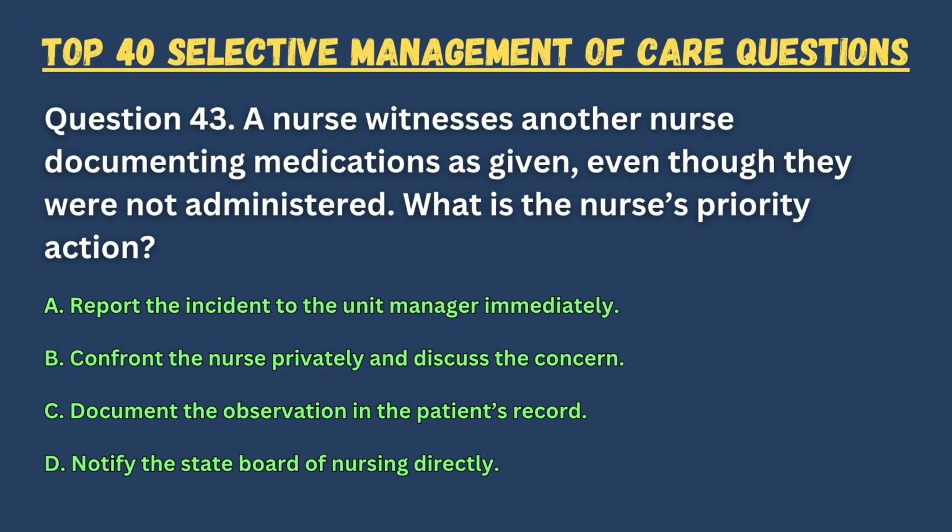Question 43. A nurse witnesses another nurse documenting medications as given, even though they were not administered. What is the nurse's priority action? A. Report the incident to the unit manager immediately. B. Confront the nurse privately and discuss the concern. C. Document the observation in the patient's record.